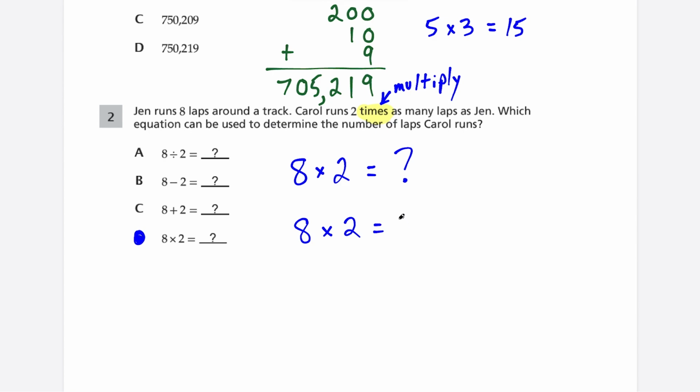If the question told us to actually solve it out, how many laps did Carol run? 8 times 2 is equal to 16, and that's where we're getting choice D from. The reason why it's not choice A, that would be correct if they had said Carol runs half as many laps as Jen. Okay, so half as many laps, then we would divide by 2. If they said Carol runs 2 less laps than Jen, then we would choose choice B. And if we were told Carol runs 2 more laps than Jen, then we would say 8 plus 2. But the word times says multiply, so that's why it's choice D.